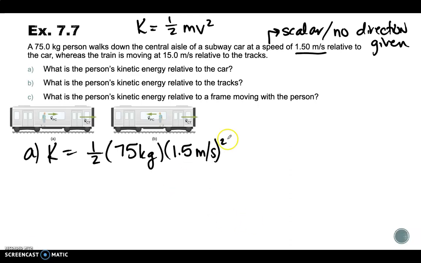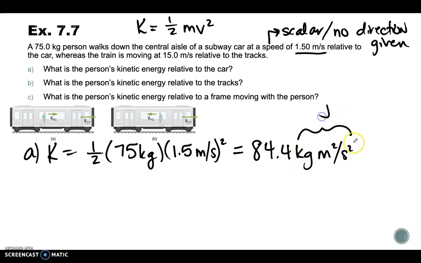Okay, so we can find our kinetic energy of the person relative to the car. So 1/2 times 75 times 1.5 squared. And we get that the kinetic energy is 84.4 kilograms meters squared per second squared, or remember this is joules.